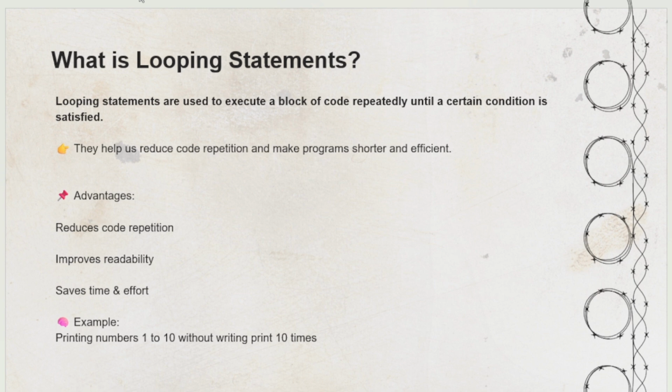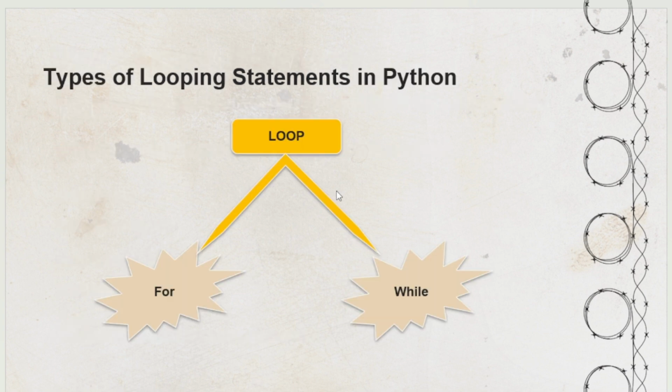What is the advantage of looping statements? Reduce code repetition, improve readability, save time and effort. Suppose you want to print the numbers from 1 to 100, then how can you print them? You're not printing one by one. For solving this type of problem, we use loop statements. There are two types of looping statements, the for loop and the while loop. In this video, I will cover the for loop and I will cover the while loop in coming videos.